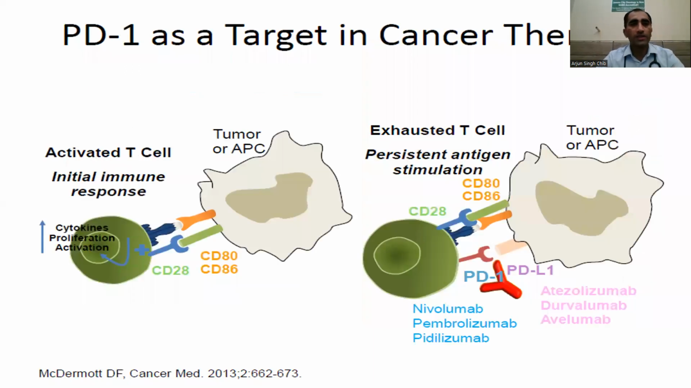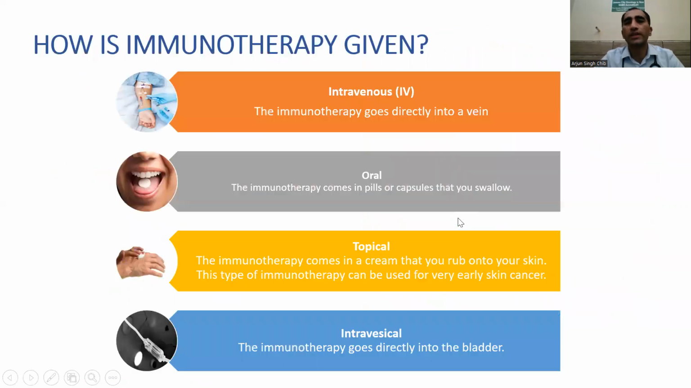And now we have this beautiful picture. Again, we see T cells and an antigen presenting tumor cell. This is an activated T cell. There are markers which are activating on this, and with this we fight the cancer cells.